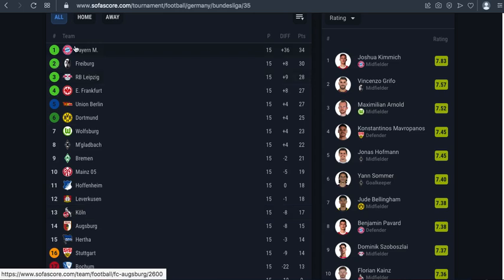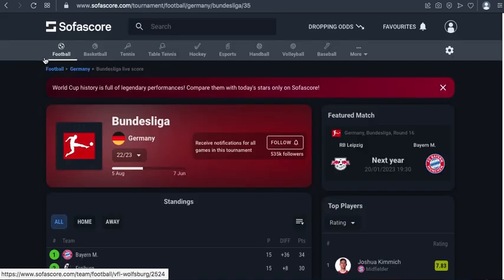13, and first, there is a huge difference between them. That means Bayern Munich has more chance of scoring goals. So let's not waste time. I will just teach you a last thing that you have to notice.